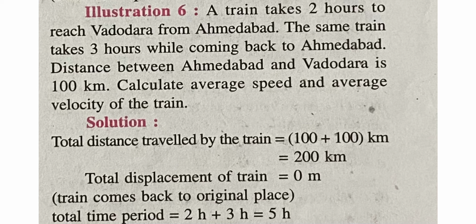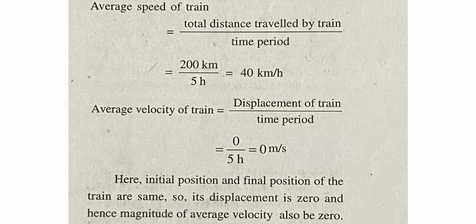Here the train is going from Ahmedabad to Vadodara and coming back. So total distance travelled by the train is 100 km plus 100 km, that is 200 km. And the displacement of the train is 0 since it is coming back to the same place from where it has started. And the total time taken for the journey is 2 hours plus 3 hours, 2 hours for going and 3 hours for coming back. So total 5 hours.